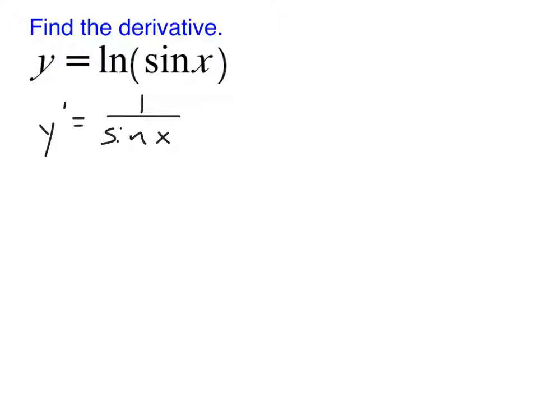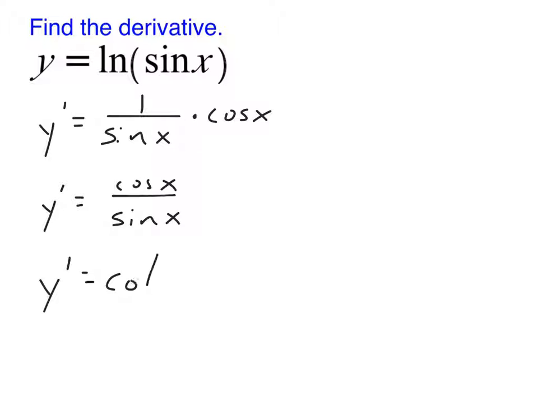But this isn't done yet, right? It's chain rule. I still have to multiply this by the derivative of the inner function. What's the derivative of sine? Cosine. So that's going to be times cosine of x. Well, this cleans up, doesn't it? Cosine over sine, that would equal cosine of x over sine of x, which also cleans up a little bit. Cosine over sine equals cotangent. And so this whole answer just ends up being cotangent of x.